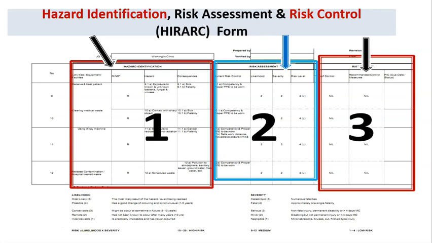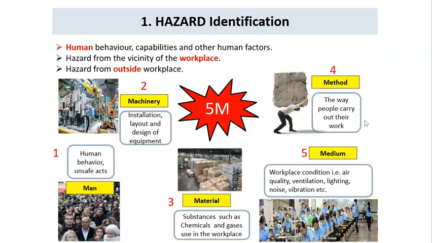Hi, Assalamualaikum. So we continue with the form for HIRARC, and we can see that there are three parts, in which the first one is for the HI, hazard identification, and then we have the risk assessment for part 2, and the final one is the risk control, part 3. Okay, how to write the work activity?